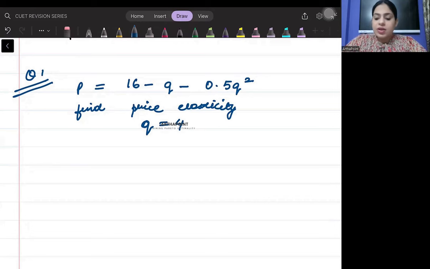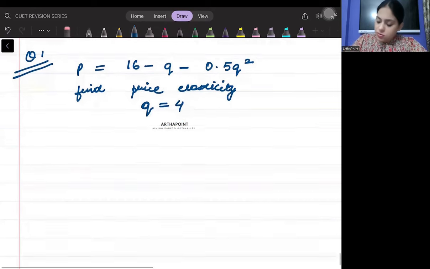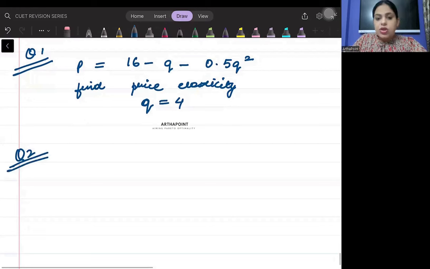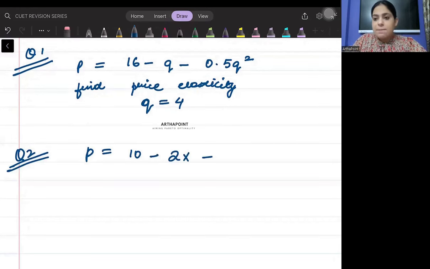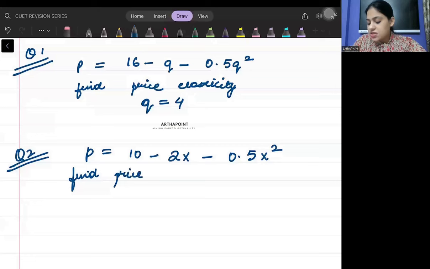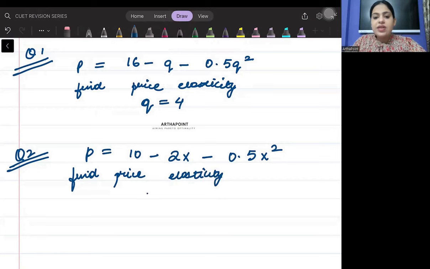Okay, beta. One more question, please write down. You are given P is equal to 10 minus 2x minus 0.5 x square. Find price elasticity when x is 2. So you need to go ahead and give me the price elasticity in these two examples. Okay, beta. Thank you.